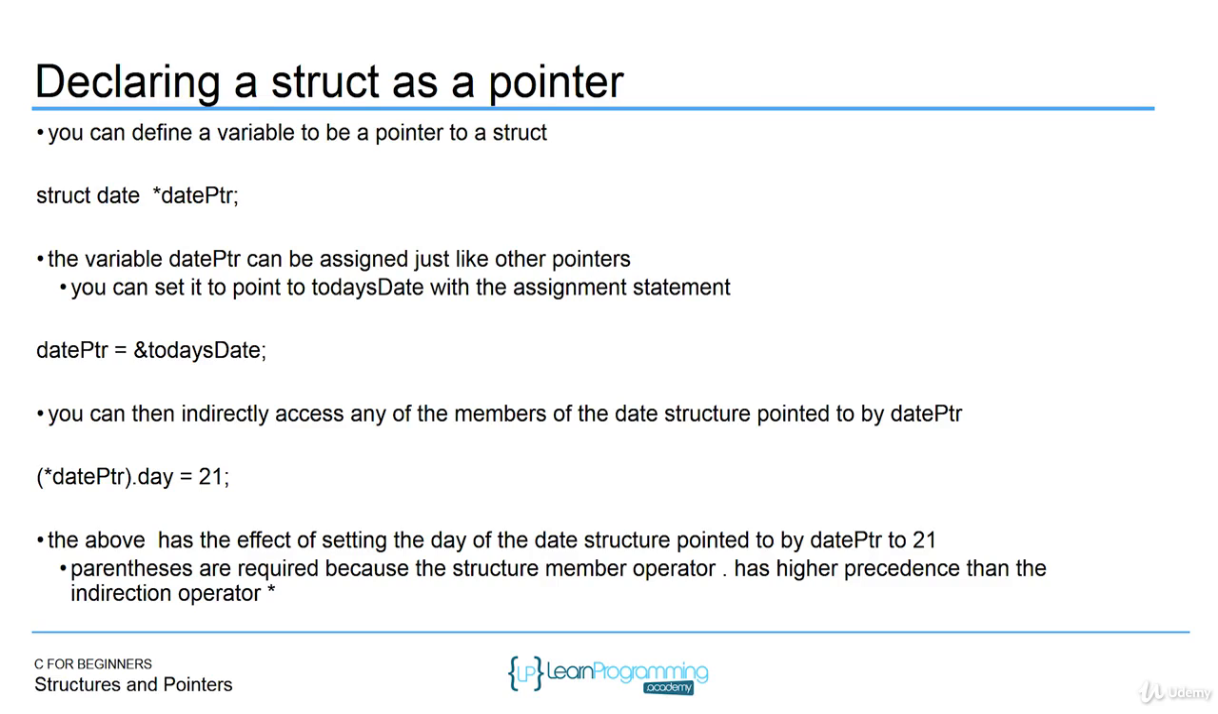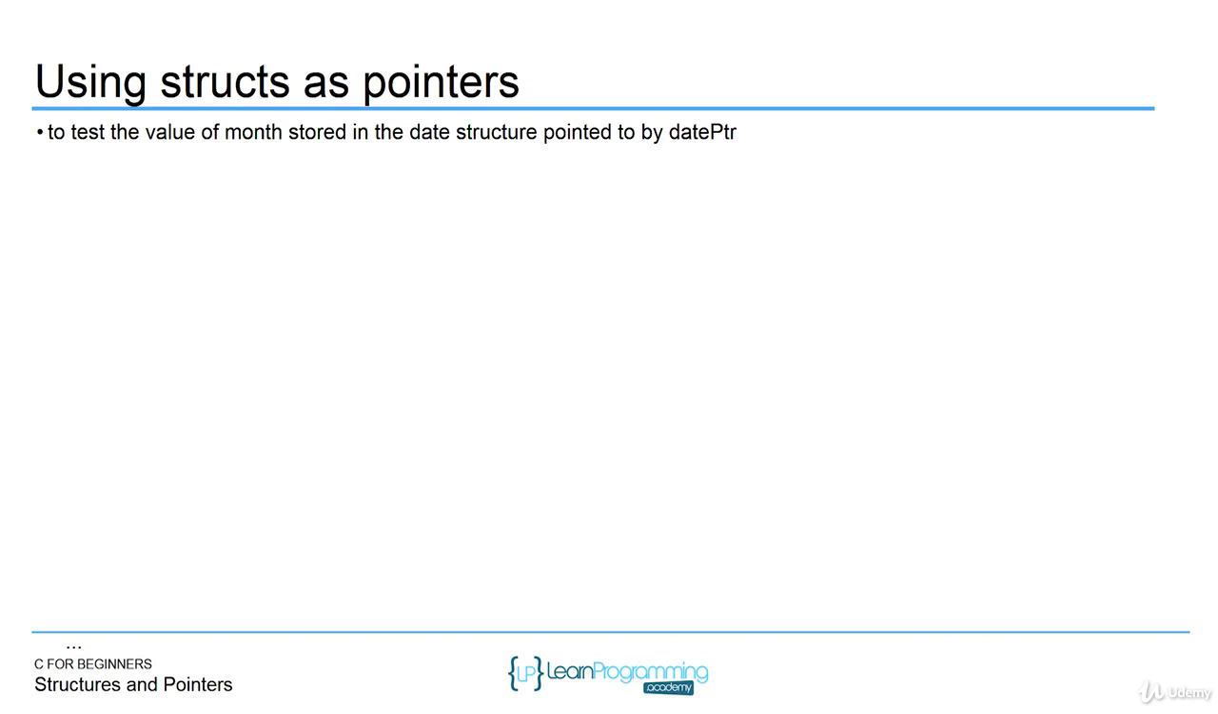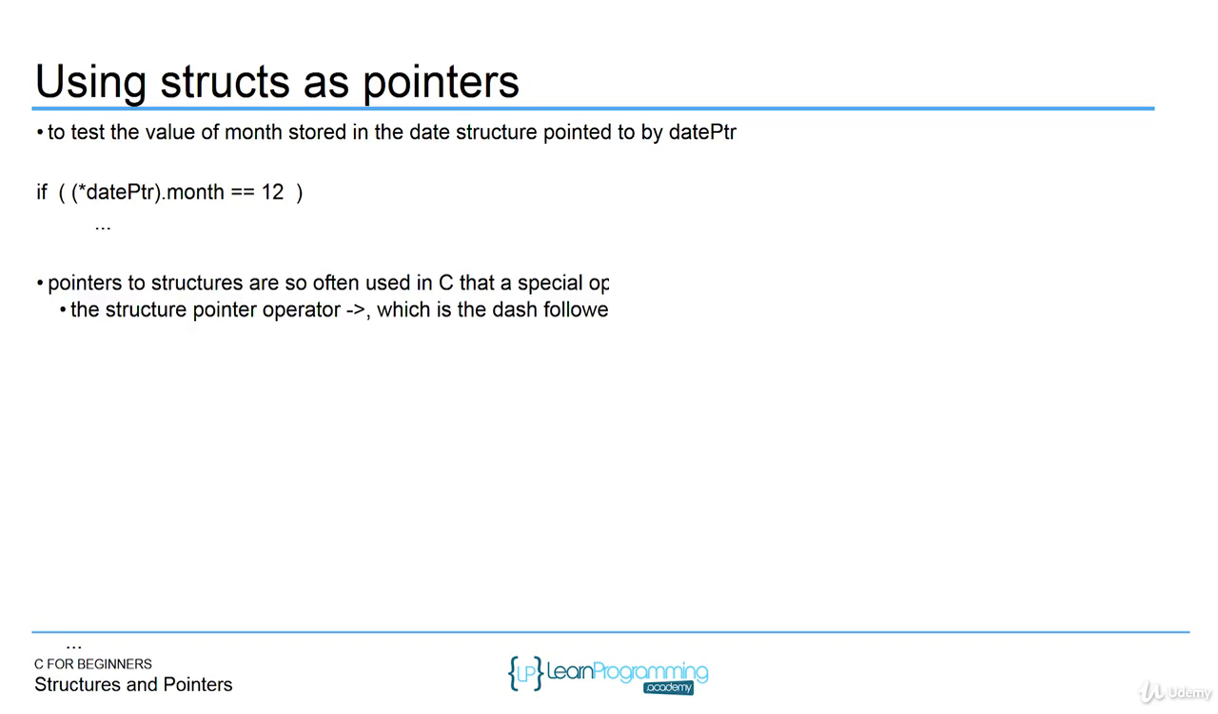And so by dereferencing it, you're getting the value. Now, when we use structs as pointers, if we wanted to test the value of month stored in the date structure pointed to by date pointer, we could do something like this, right? We would dereference the pointer, put it in parentheses so it takes precedence over the dot, and then we say dot month equals 12. It's perfectly valid syntax. But it is kind of a little cumbersome.